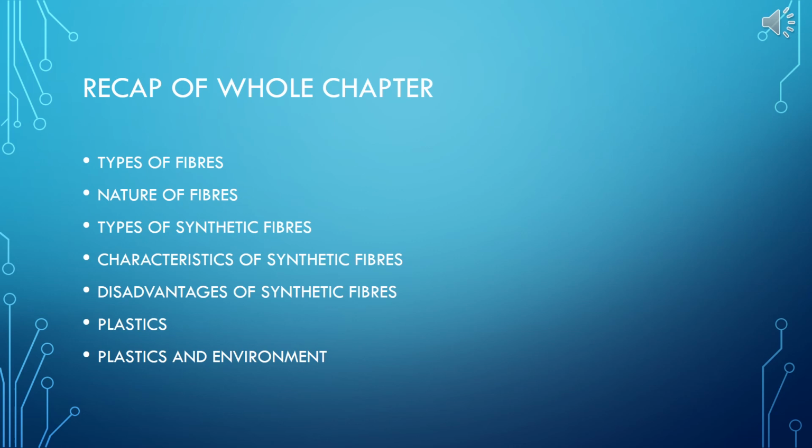Then plastics are also polymers like synthetic fibers, and we did different uses of plastics. Then last but not the least, the last topic of this chapter was plastics and environment. How the use of plastics impacts the environment and how can we cope with that. So children, you have to read this chapter, you have to watch the videos again and again according to your convenience. But yes, till next Tuesday, this topic should be clear to you.